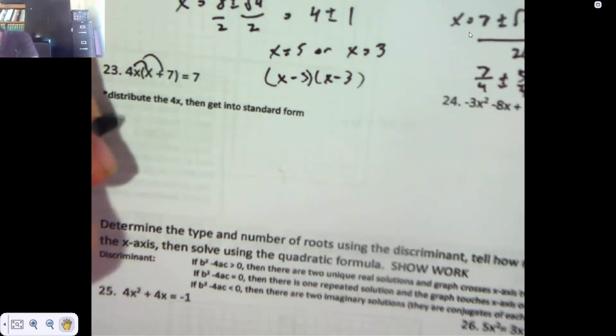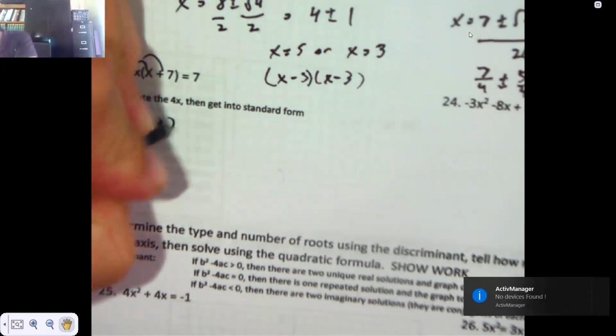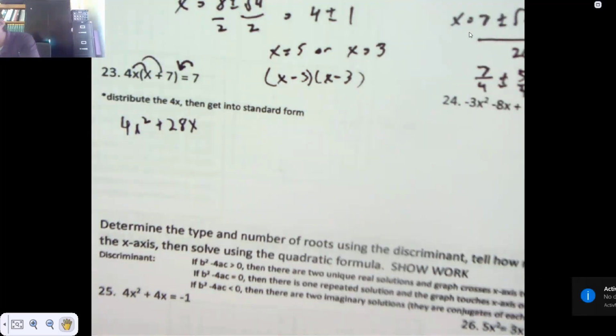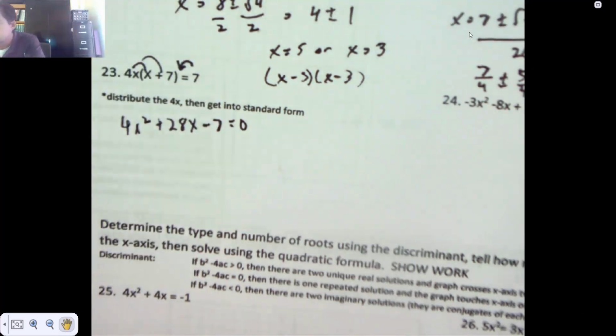But you can distribute your 4x. That'll give you a 4x squared plus a 28x. And while you're at it, you may as well move that 7 over, because if you're watching this, you probably know to do that because you're probably an honors kid. That doesn't factor. I was just checking it real quick.